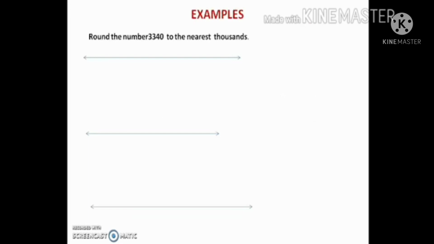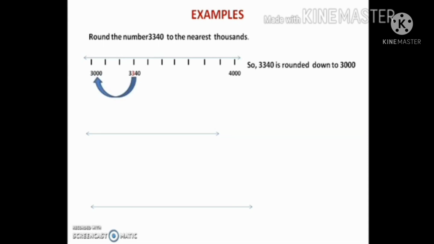Now, round the number 3,340 to the nearest thousand. Which digit do we have to see? The digit in the hundreds place. So, what is the digit in the hundreds place? 3. And it is less than 5. So, the number is rounded down to 3,000.